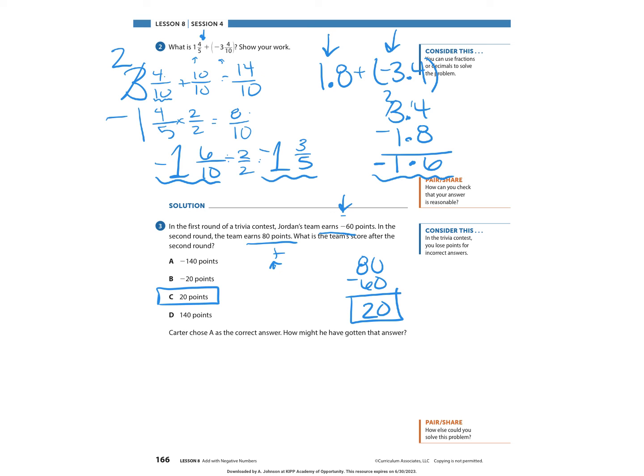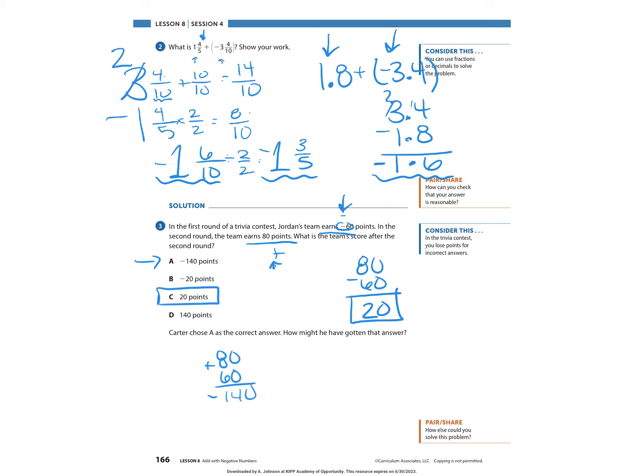There's a second part to this question. Carter chose A. What do you think his mistake was? How do you think Carter got that answer? Well, Carter added 80 and 60, and he kept the sign. So maybe he thought the 80 was negative, but he definitely added 80 and 60 together, and he kept the sign that they started with. So his mistake was adding.